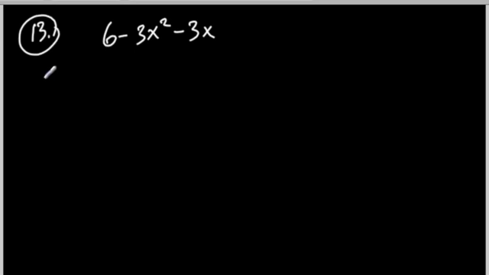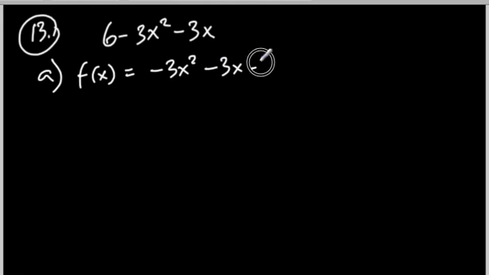Let's move on to number 13. So we only have 3 more left. It's exciting. Number 13, the original one was 6 minus 3x squared minus 3x. So f of x is equal to minus 3x squared minus 3x plus 6. So that's the rearranged form.